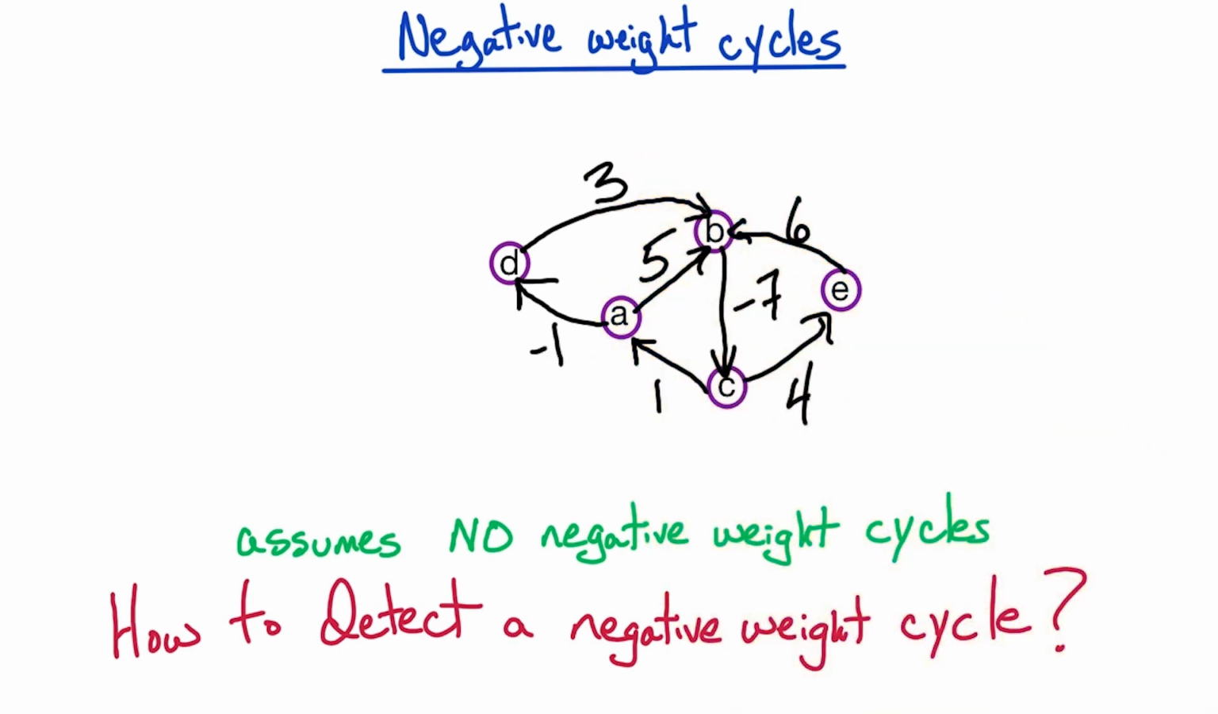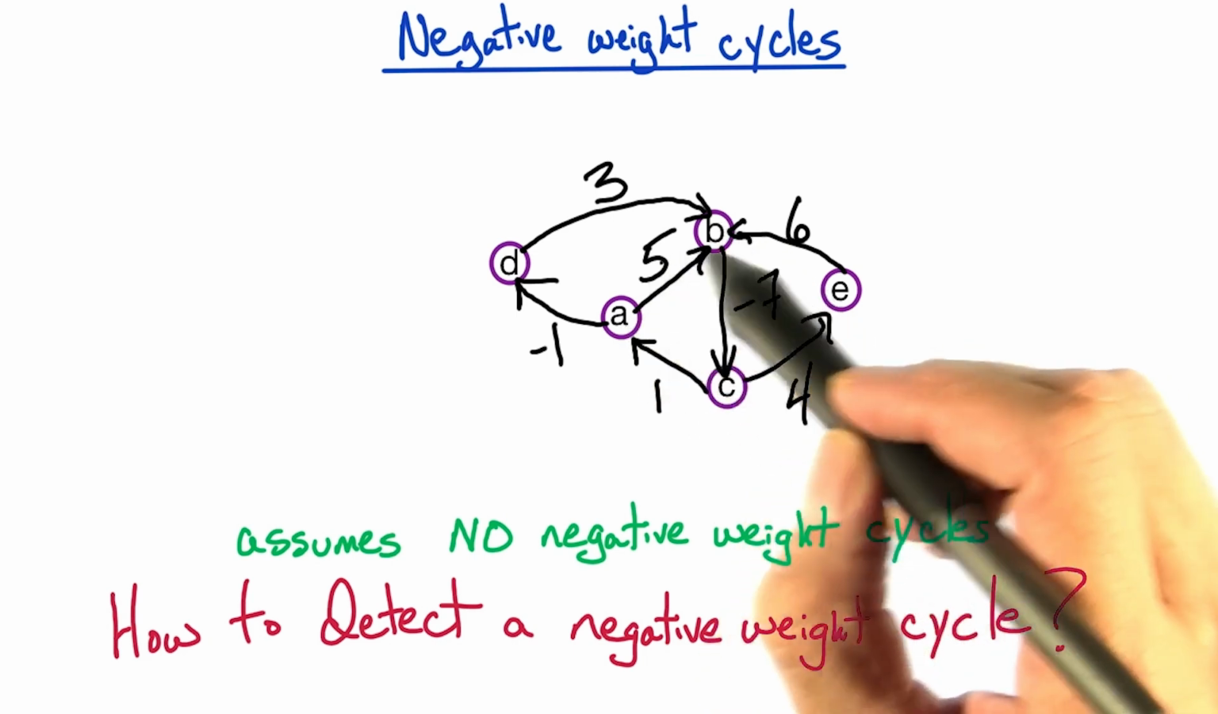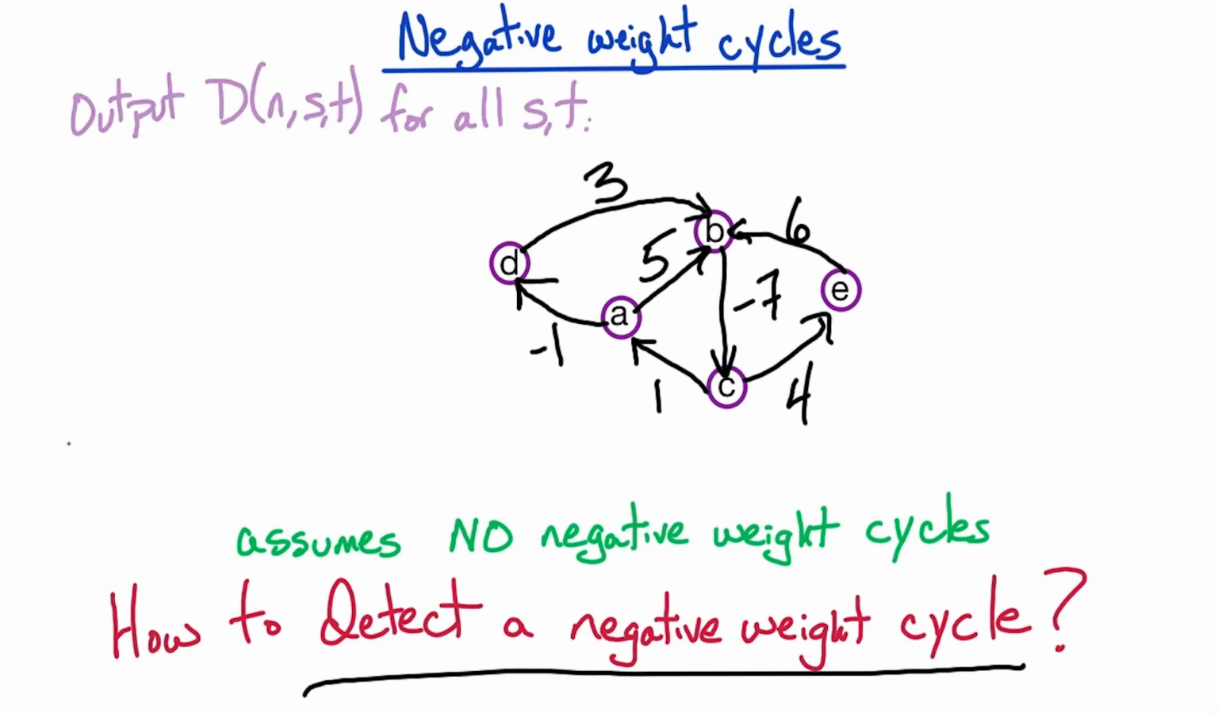So how can we find this negative weight cycle, which goes from A, B, C, A, a cycle of length 3? What's going to happen in our algorithm? This is a more open-ended question, but think about how we can modify the algorithm in some simple way to detect a negative weight cycle. How can we find this cycle of length 3 in this graph? What is the final output of our algorithm? It's D of n S T for all pairs S T. So let's look at this output on this example.